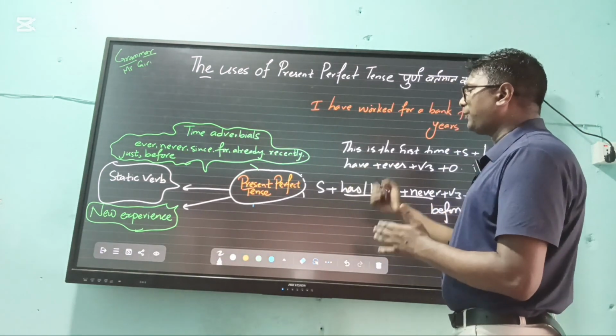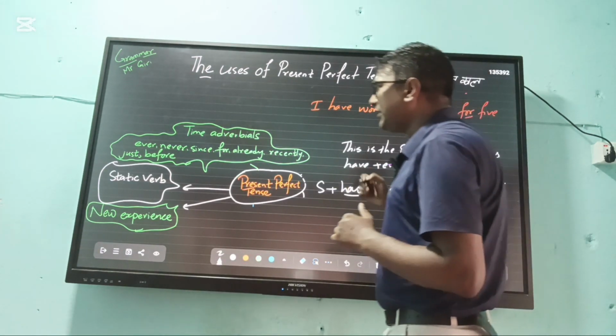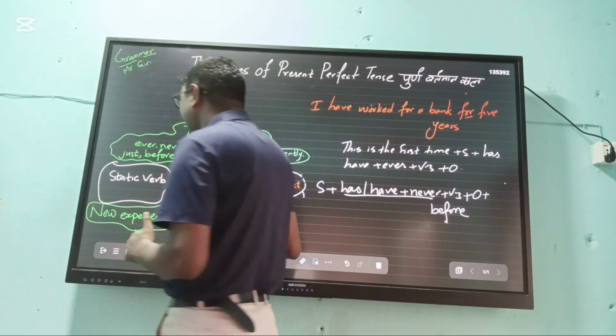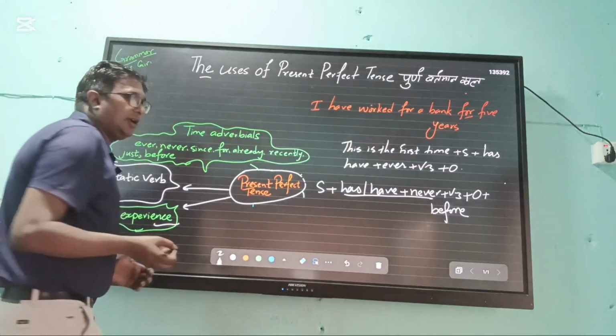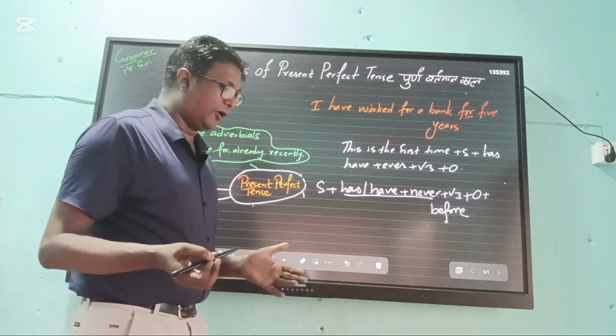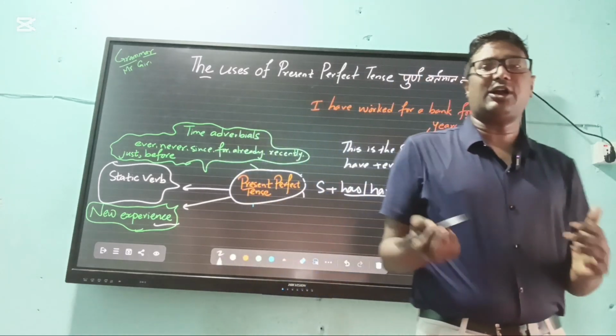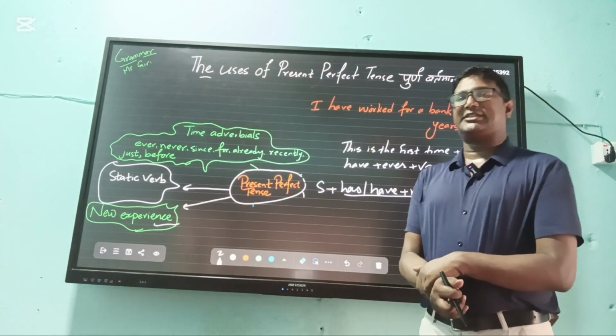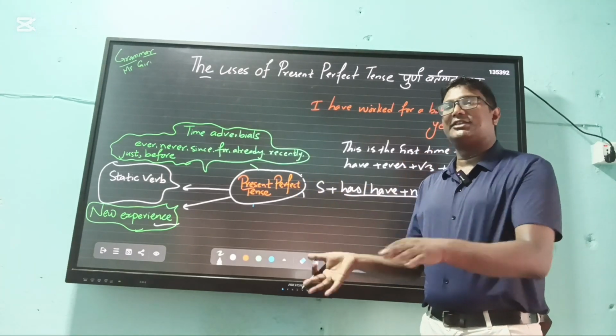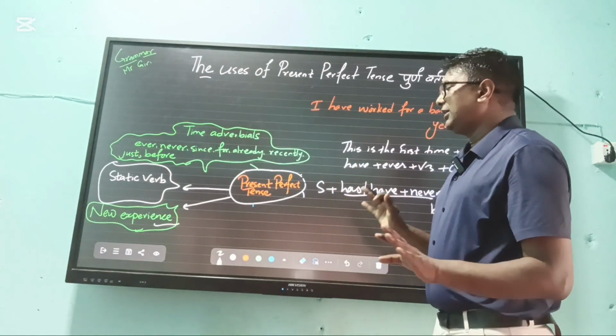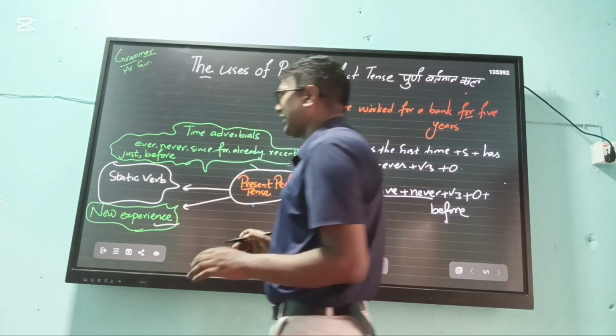That is the present perfect tense used for experience, the new experience. I have never slept in the tent before. She is nervous. Why is she nervous? This is the first time she has ever performed on the stage. She has performed on the stage for the first time.